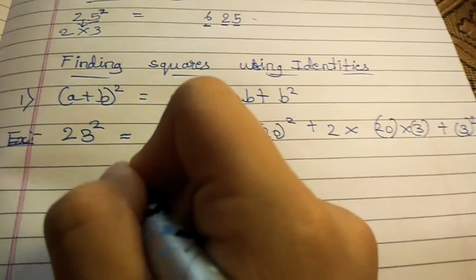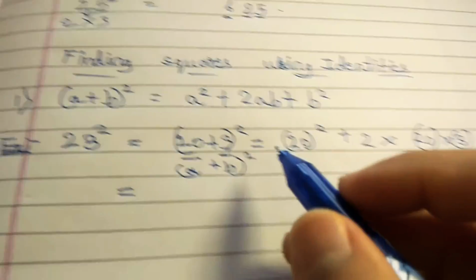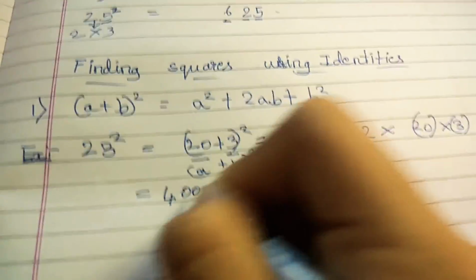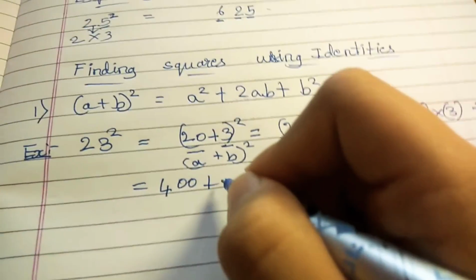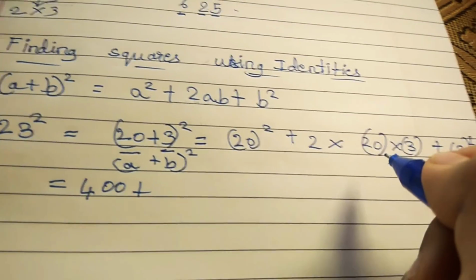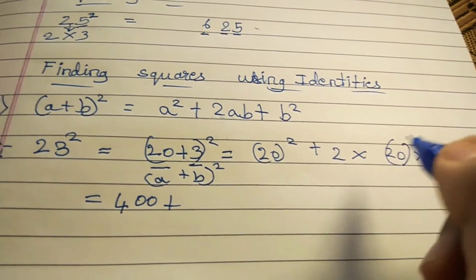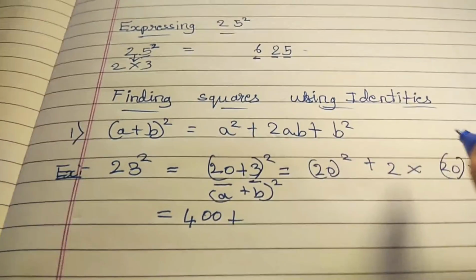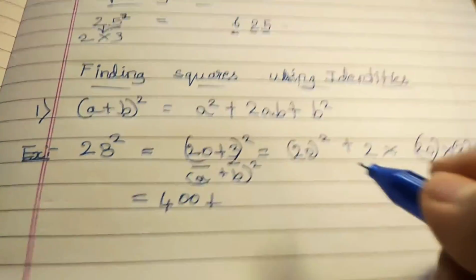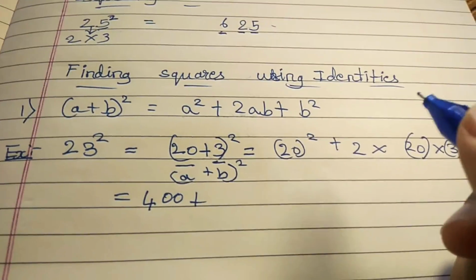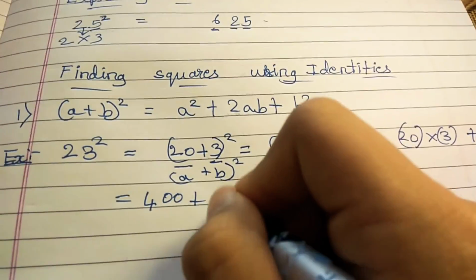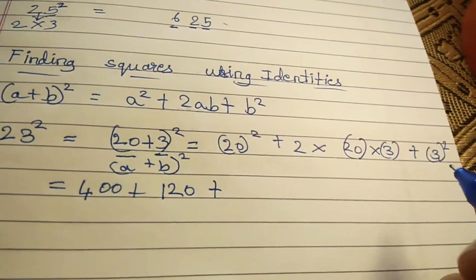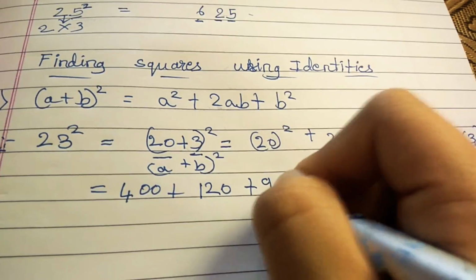Awesome. So you should find the values now. Next, 20 square, what do you get? 400, right? Plus 2 into 20 into 3. So you should multiply 2 into 20, which is 40. 40 into 3, if you multiply, you will get 120. So 120 plus 3 square. You know 3 square, right? 3 square is 9.